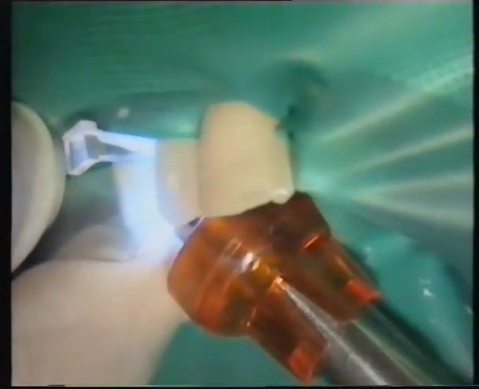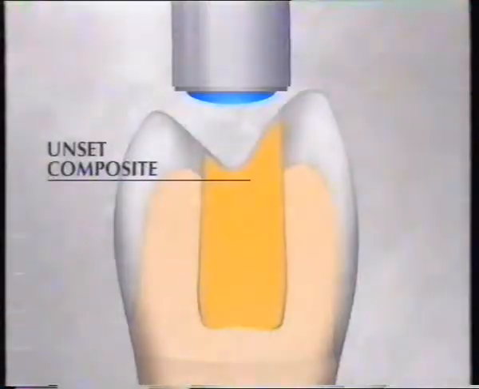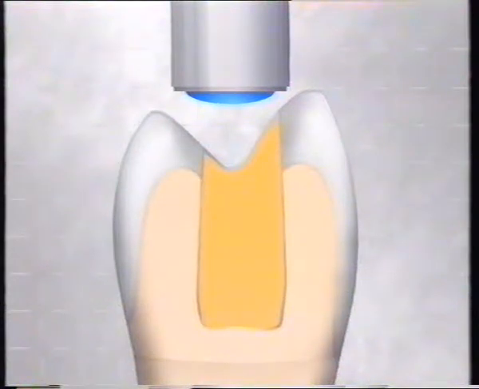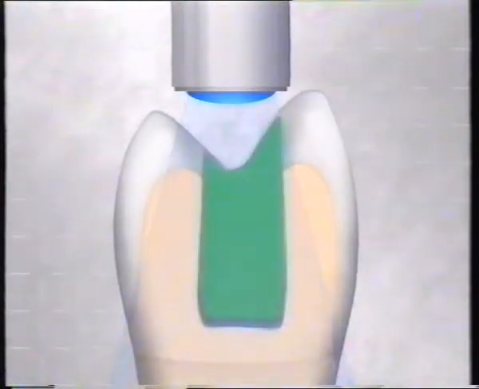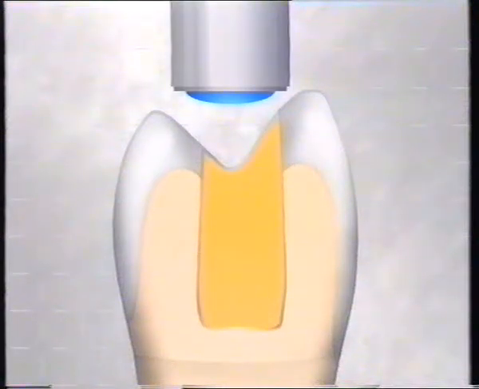This technique is not without its problems, though, many of which stem from the activator being an outside source rather than mixed with the initiator, because the setting process starts from nearest the light. As it sets, it shrinks, and it will shrink towards the light source. This can cause problems because, in the case of a filling, this could result in the development of a marginal gap.